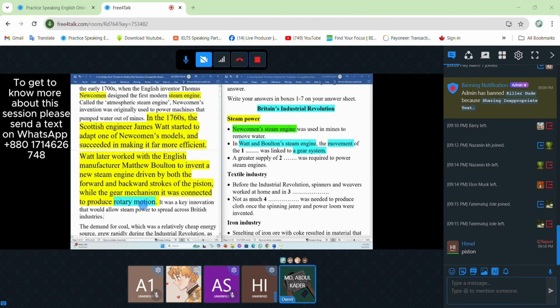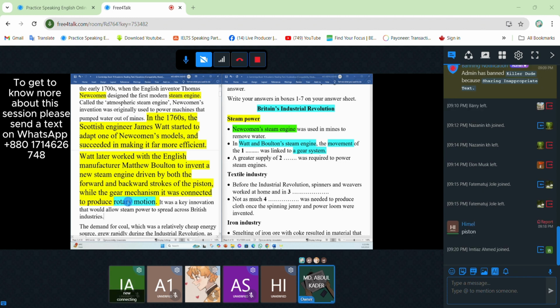Sir, rotary motion means? Rotary motion means to run something, to rotate, to move something in a rotating way.